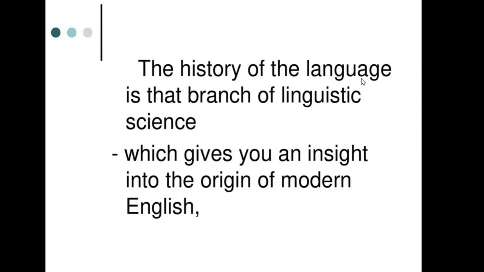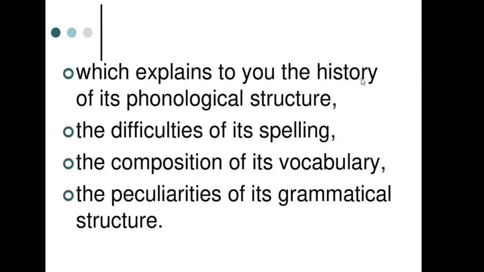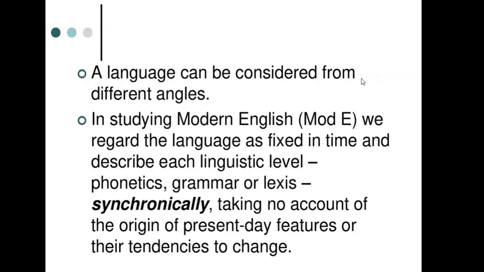So, the history of the language is that branch of linguistic science which gives you an insight into the origin of modern English, which explains to you the history of its phonological structure, the difficulties of its spelling, the composition of its vocabulary, the peculiarities of its grammatical structure. A language can be considered from different angles.